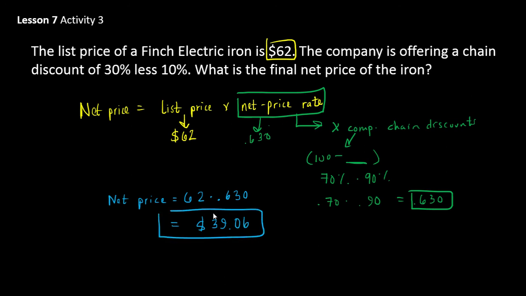One final time on that: to find the net price, given the list price and chain discounts, I multiply the list price by the net price rate. The net price rate is the complement of my chain discounts, and complement just means I take the number and subtract it from 100.